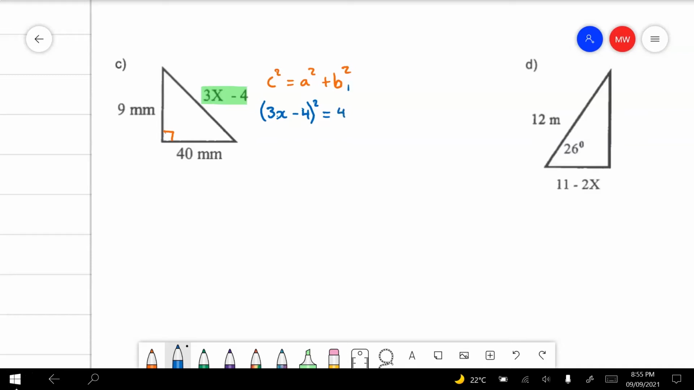So I've got 40 squared, whoops, plus 9 squared. If I use my calculator, I find that 3x minus 4, just leaving it in brackets, is going to equal 1,681. And now I'm ready to get rid of that squared. So balance method, I'll square root both sides. Now the brackets can fall away.